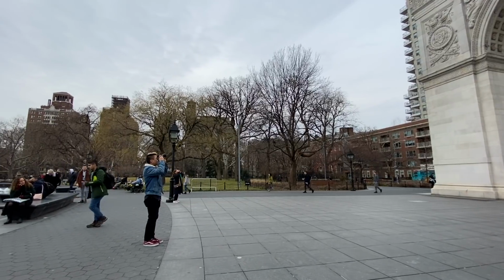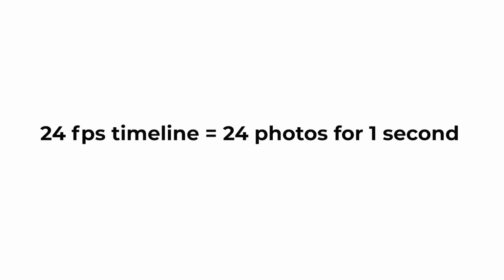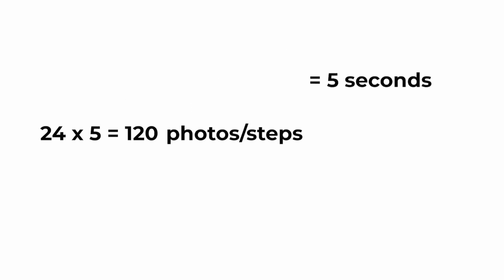You're going to repeat this process as long as you want, but the hard part about hyperlapses is that it requires so many photos in order for you to have even 2, 3, or 5 seconds of footage. The reasoning being that if you have a 24 frames per second timeline, it is going to take 24 frames or 24 individual photos to fill 1 second. So if you do the math, you're essentially going to need 120 photos or 120 steps in order to equal just 5 seconds of footage.